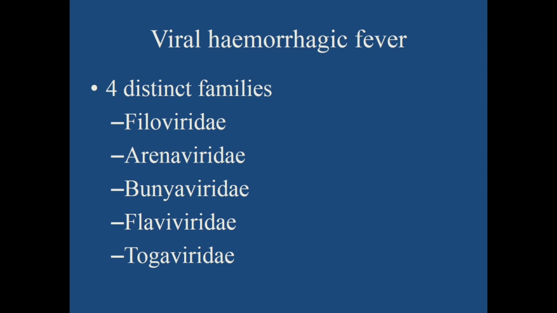Viral hemorrhagic fever has distinct families. Here the four distinct families are written. Most of the viruses which cause viral hemorrhagic fever are Filoviridae, Arenaviridae, Bunyaviridae and Flaviviridae, and to a lesser extent they are caused by Togaviridae. These main four are the ones which actually cause viral hemorrhagic fever, meaning the viruses which belong under this group.